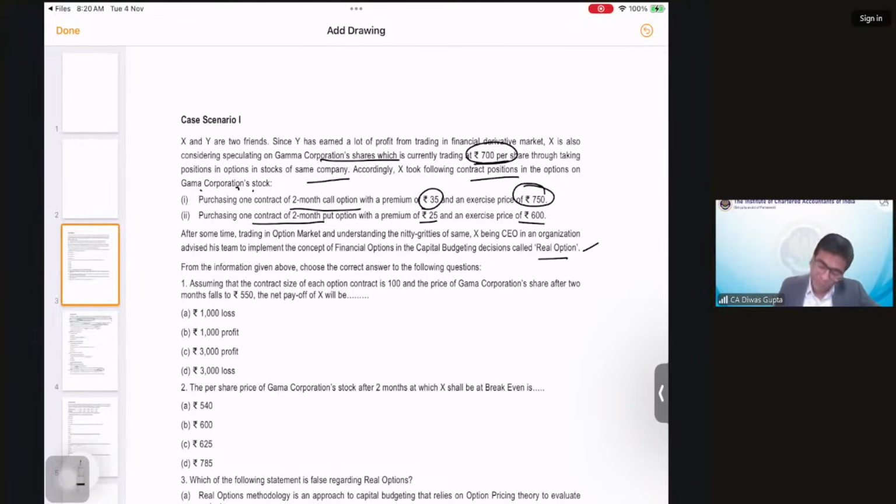The real options, which have capital budgeting projects as underlying. Okay. Assuming that the contract size of each option contract is 100 and the price of Gamma Corporation's share after 2 months falls to rupees 550, the net payoff of X will be. So they are saying that the contract size is 100 and the price falls to 550. What is going to be the net payoff? That we can calculate.